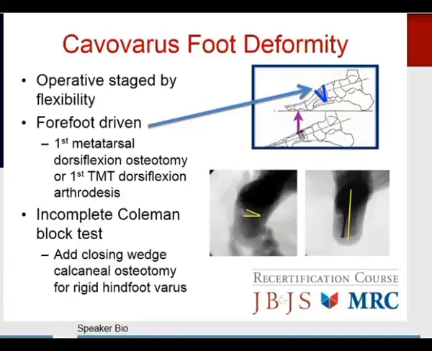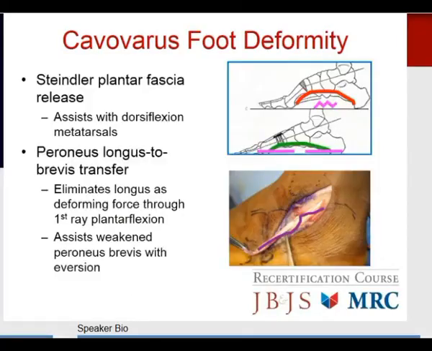If they have an incomplete Coleman block test and the hindfoot is still in varus after you've offloaded that first ray, you must add a closing wedge calcaneal osteotomy to decompress that joint surface and, more important, derotate the hindfoot so it now achieves a plantar-grade foot and you eradicate that cavo-varus deformity. All these patients with long-standing cavo-varus develop a tight plantar fascia, just like the pes planovalgus deformity patients get a tight Achilles tendon. So you might have to do a Steindler plantar fascial release to decompress that region as well.